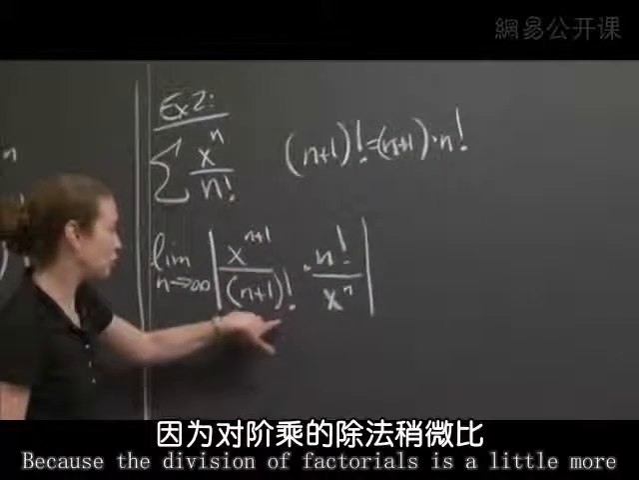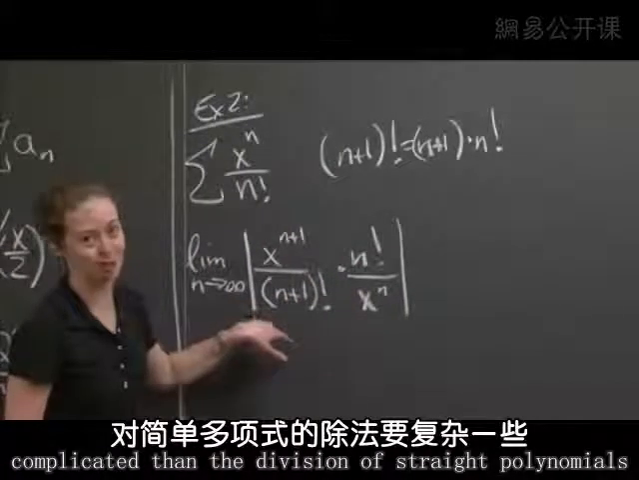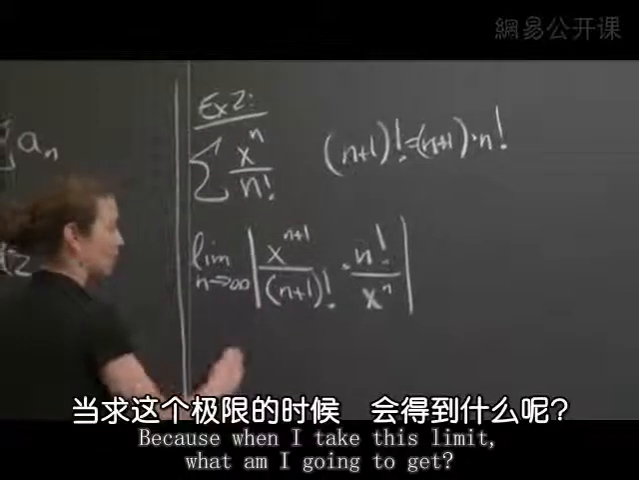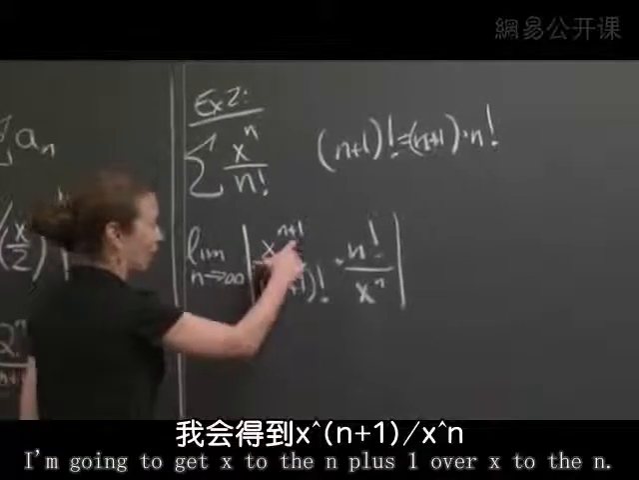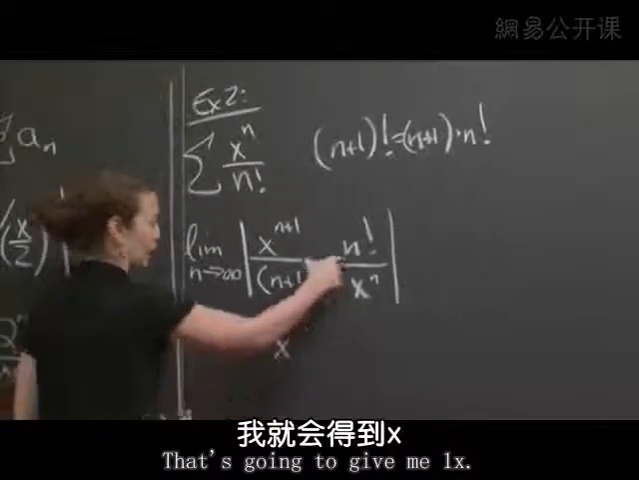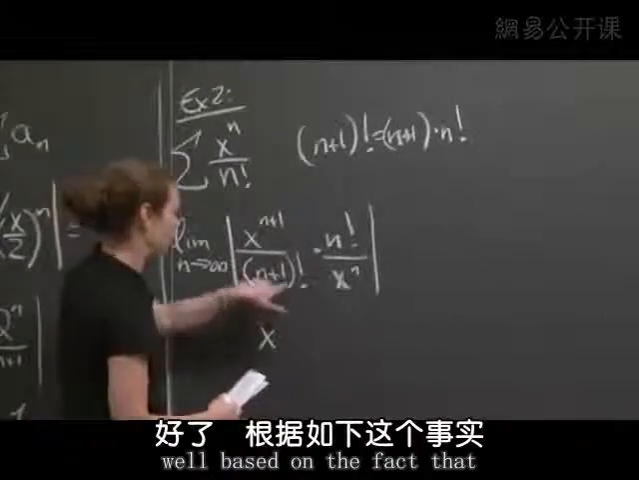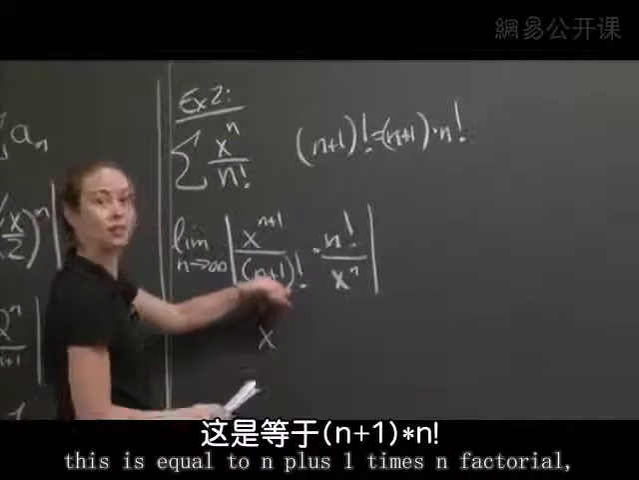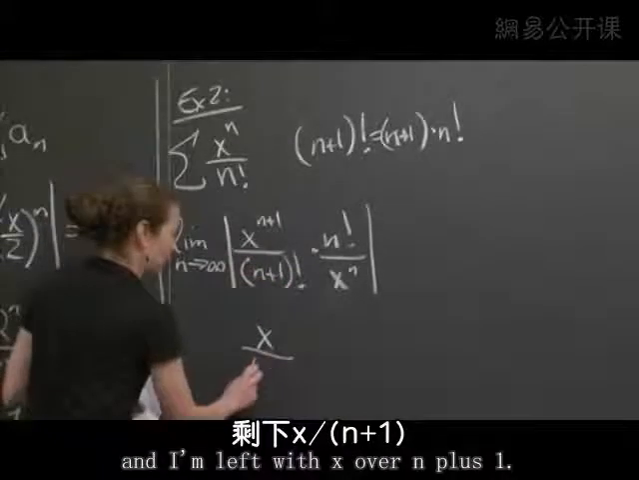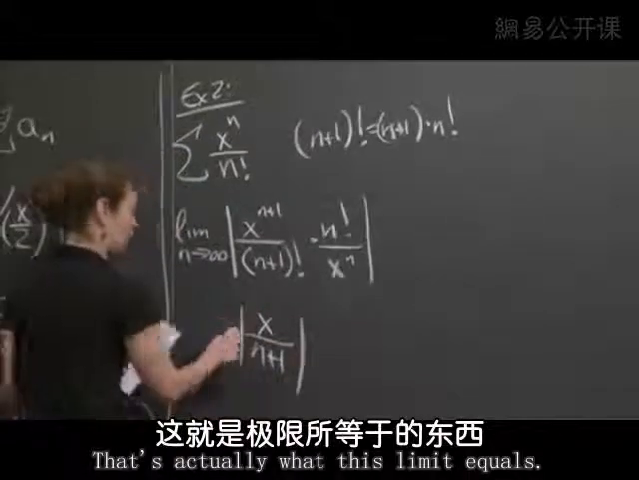Because the division of factorials is a little more complicated than the division of straight polynomials. All right, because when I take this limit, what am I going to get? I'm going to get x to the n plus 1 over x to the n. That's going to give me 1 x. And then n factorial divided by n plus 1 factorial. Well, based on the fact that this is equal to n plus 1 times n factorial, the n factorials divide, and I'm left with x over n plus 1. That's actually what this limit equals.